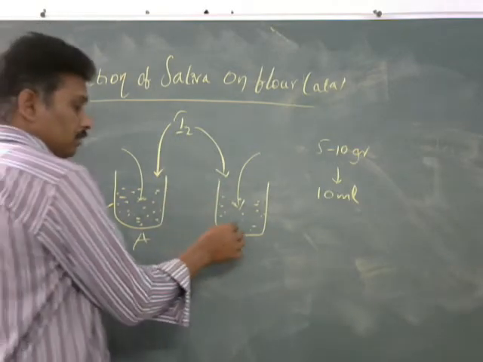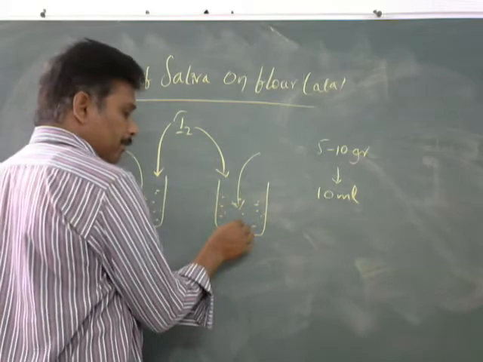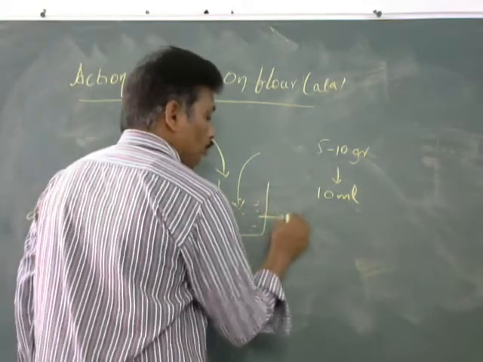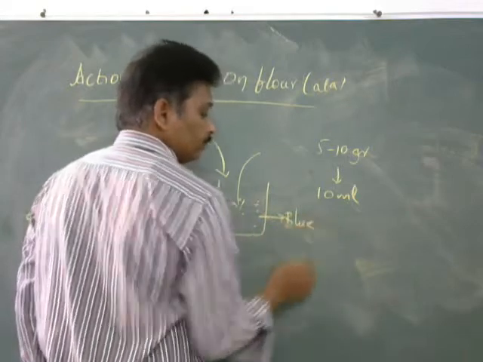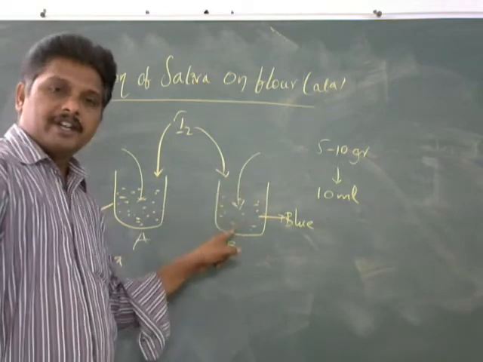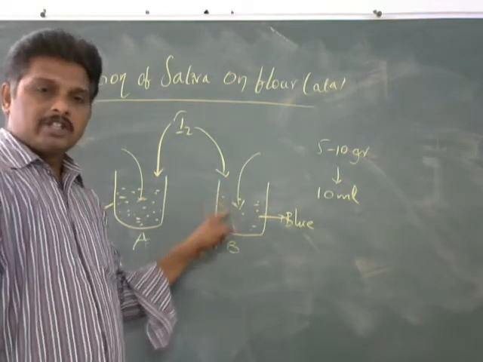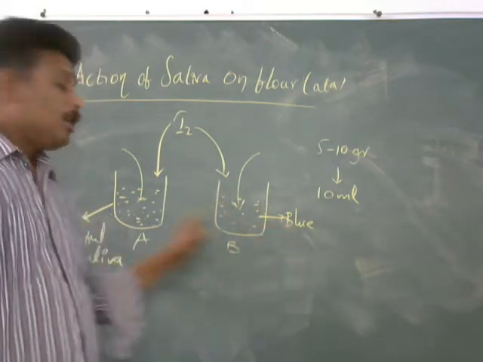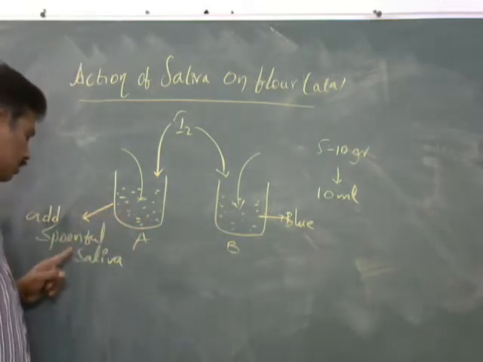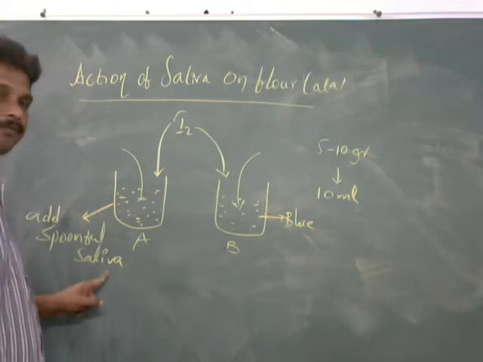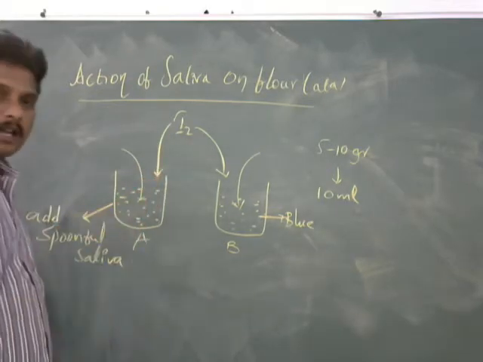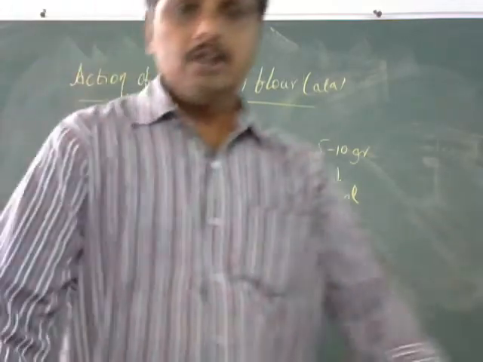In beaker B, the solution will change into a bluish black or blue color, because starch is present. We added starch there. Here also we added starch, but apart from starch, we also added a spoonful of saliva. Now, if you add iodine to this, there is no change in color.